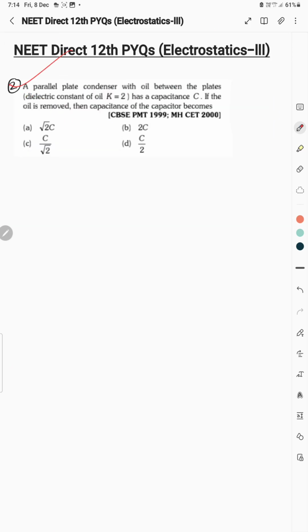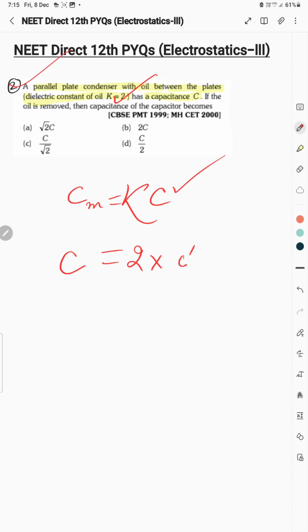Okay, now let's move on to question second. It's written that a parallel plate condenser, means capacitor. Condenser and capacitor is one and the same thing. With oil between the plates, having dielectric constant kappa equal to 2, has a capacitance C. So एक तरीका हमारे पास कि मीडियम की प्रेजेंस में लिखते हैं kappa times C, right? Kappa का value है 2. Let me write here 2, and this capacitance is C. C prime रखेंगे इसका नाम when the oil is removed.